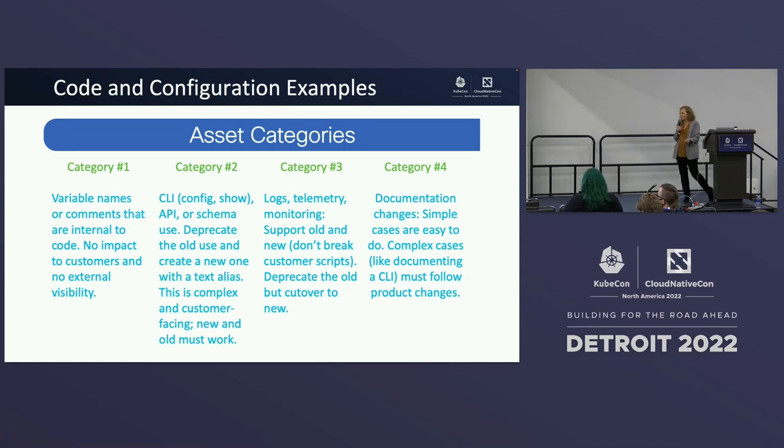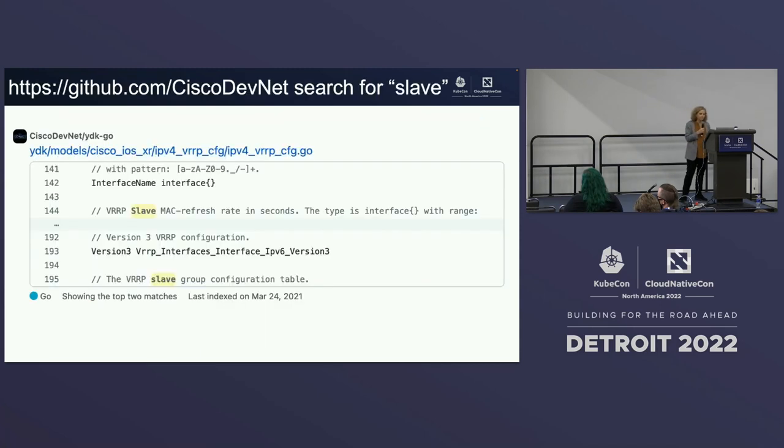And like I said, some of these simple cases you can probably just do, but more complicated ones, where they have to follow the CLI, where the config file has to change first, the documentation has to follow. So let's do an example. I went to our GitHub org, Cisco DevNet, and just did a search for slave. Looking at this, it looks like it's in code, looks like it's in a comment. I'm gonna call it a category one.